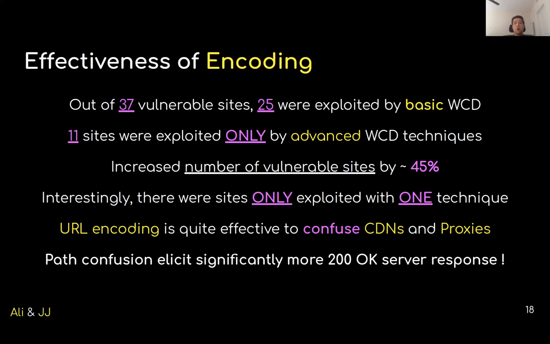Moreover, two of the explored variations elicit significantly more 200 server responses in the process, increasing the likelihood of the web server returning valid and private information. It means path confusion increased the chance of obtaining more sensitive information because it forced the web servers to return 200 compared to the traditional techniques.